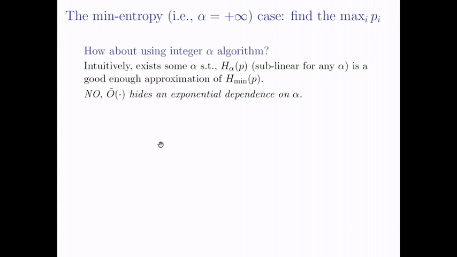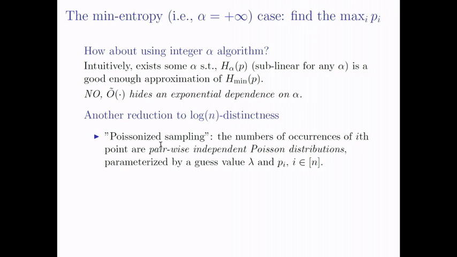Unfortunately, you cannot do that. The reason is that when I talk about the integer alpha, the tilde of big O hides the exponential dependence on alpha. And when you try to use this approach, it can quickly go beyond linear. So this is a false hope. So we actually developed another reduction.